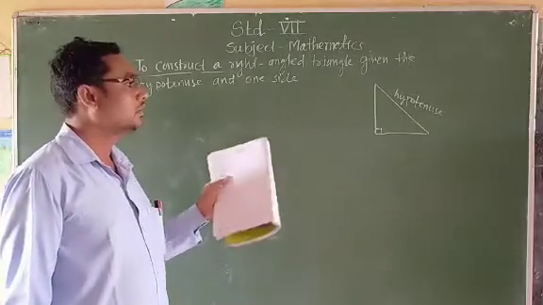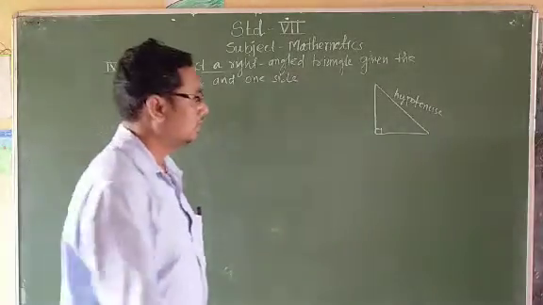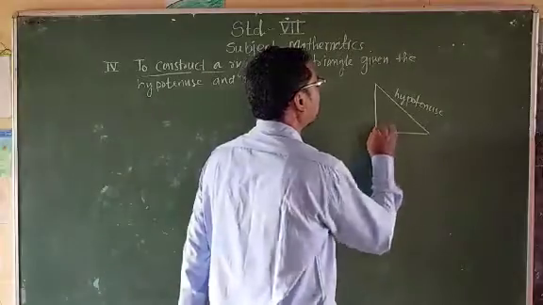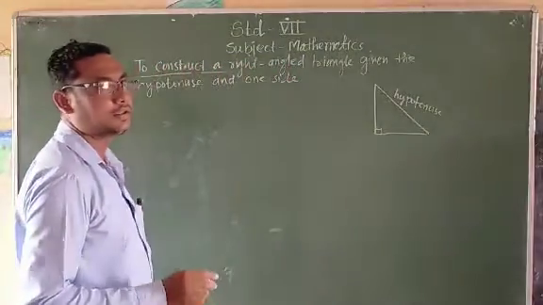The triangle, the measure of this triangle. Okay, means one of the angles is 90 degree.